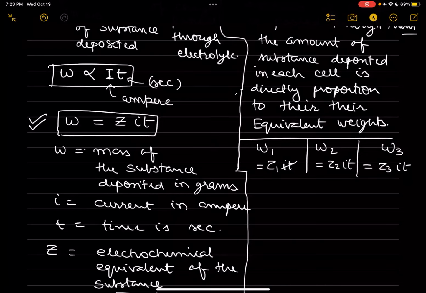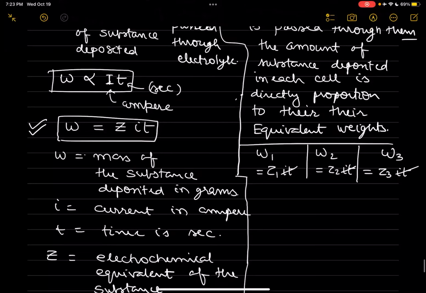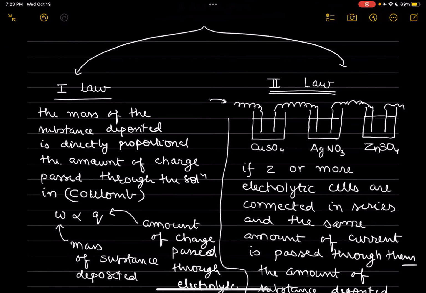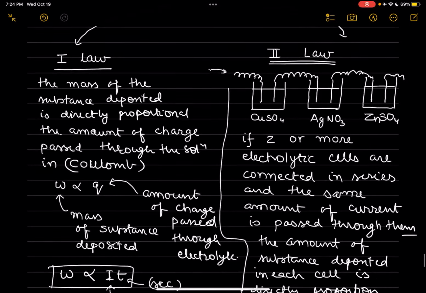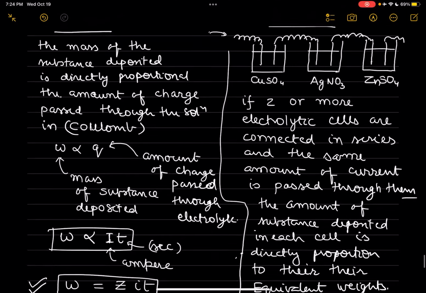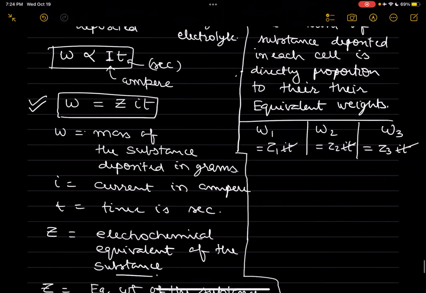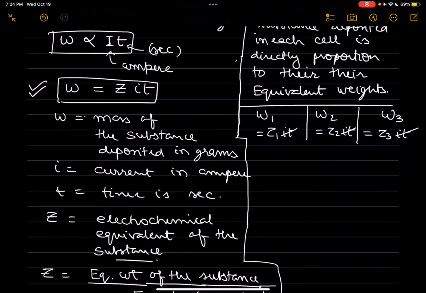But we know that I into T is the same, because you have connected the three cells one after another. So the same charge is going to pass. So I into T is the same. Is it clear? So I will cancel I and T. In the equation, all three values are the same.